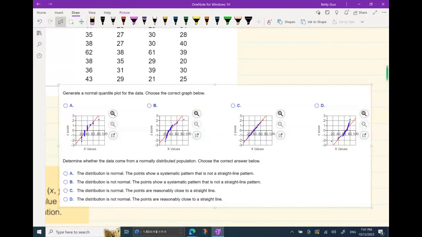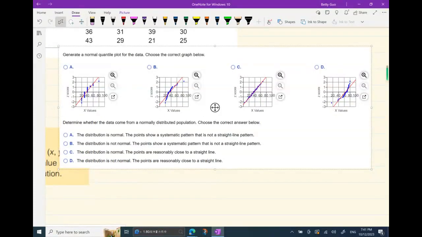And then, based on the QQ plot pattern, linear or nonlinear, and the guideline we just went through, we complete this multiple choice question: is it normal or not normal? This section is about determining if the population is normal or not based on the given sample.